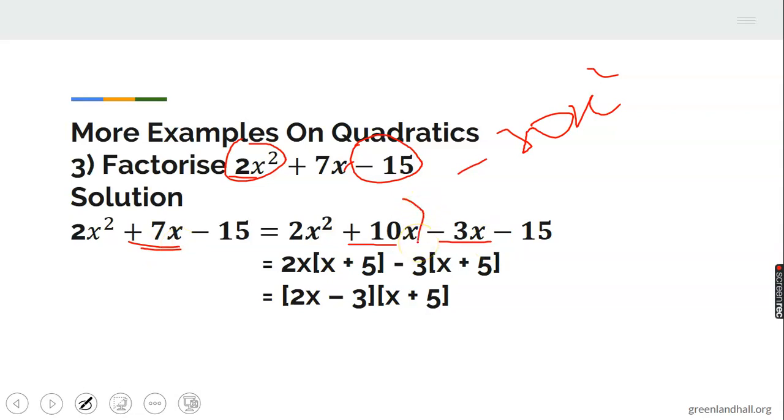So you now take what is common in the first group. We call it factorization by grouping. What is common in the first one is 2, so you have 2 times x plus 5. What is common in the second one here is minus 3, whatever sign you have here. So minus 3 times x plus 5. You can see that x plus 5 is common. So you bring out the common factor this way and combine the others, 2x minus 3, in the other bracket. So this is the factorization of that.